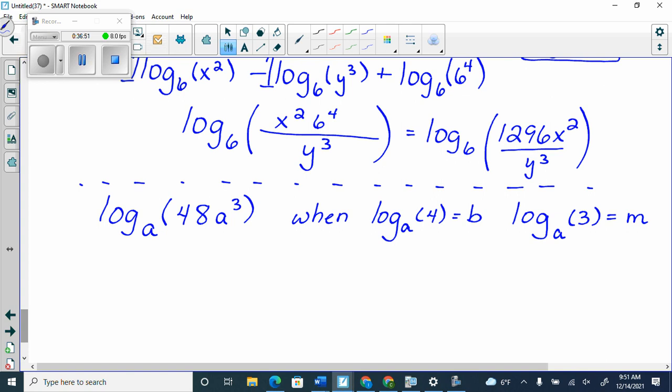What do I do when I have a log and two things multiplied side by side? Split them apart and put a really big multiplication symbol so I remind myself I can split them. If not, people will keep the 48 and the A side by side, right? They'll attach them. But they're not attached, they're multiplied. I'm not going to separate them right now, though, because I have on the side log base A of 4 and log base A of 3, which is lovely. If I have a 4 and a 3, I can fill in a B and an M. Great. I have a 48.